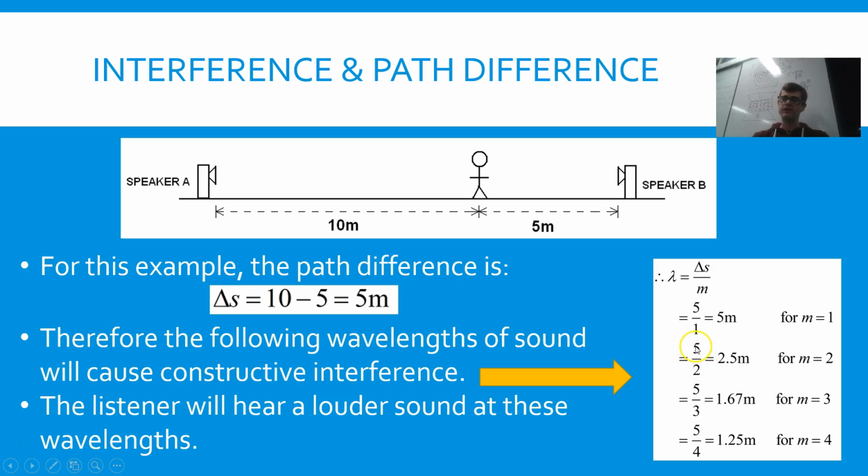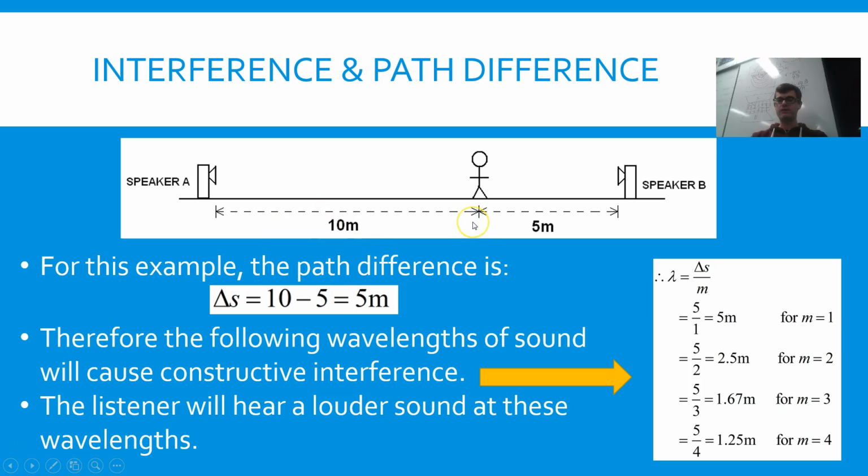And then for the second wavelength, m is equal to 2. So we do 5 divided by 2, and that gives us a wavelength of 2.5 meters. That will also cause constructive interference. And then for m equals 3, it's a wavelength of 1.67 meters. For m equals 4, it's 1.25 meters, and so on. If I wanted to work out the wavelength for m equals 5, I'd do a path difference of 5 divided by an m value of 5, which would give you another wavelength of 1 meter. So basically, there's an infinite number of wavelengths that give you constructive interference.